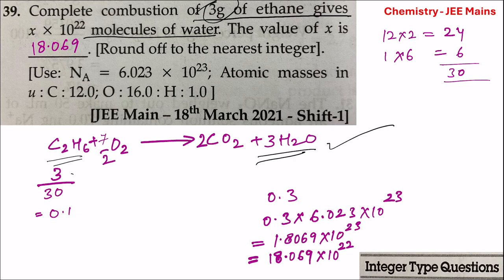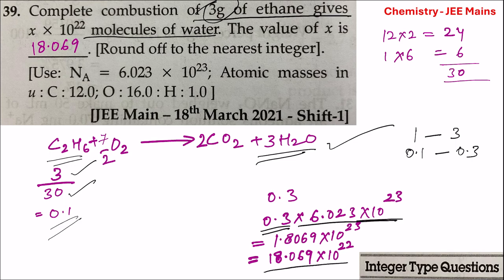So moles of ethane will be 3 divided by molecular weight of ethane, that is 30, and this is equal to 0.1 moles. So if 1 mole of ethane gives 3 moles of water, then 0.1 mole of ethane will give 0.3 moles of water, and so the number of water molecules will be moles of water multiplied by Avogadro's number. So the answer is 18.069 into 10 to the power 22 molecules of water.